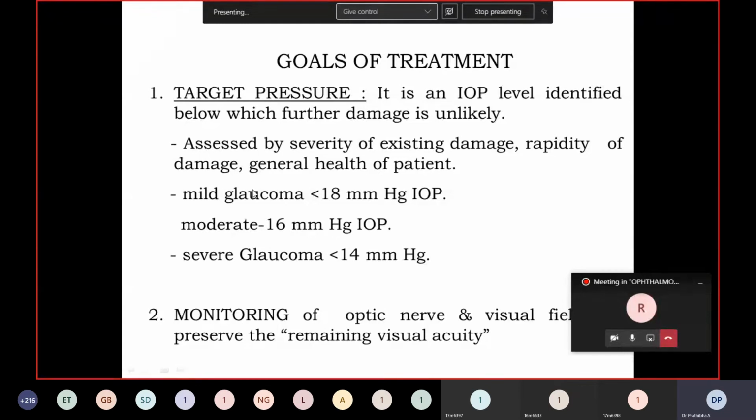If it is a mild glaucoma, then we set a target pressure of less than 18 millimeters. That is a rough figure, it is not fixed, but it should be roughly below 18 millimeters of mercury, around 20% less than the IOP that the patient had at presentation. In moderate glaucoma, it is 30% less than the initial IOP the patient had, so it comes to around less than 16 millimeters of mercury. And in the severe form of glaucoma, we usually set the IOP at the lower range, that is 45% lower than the initial IOP, less than 14 millimeters of mercury. Then monitoring of the optic nerve and visual field and preserving the remaining visual acuity is our goal.